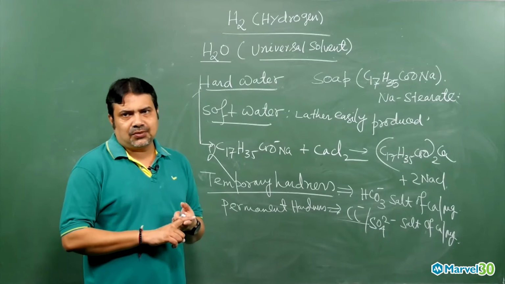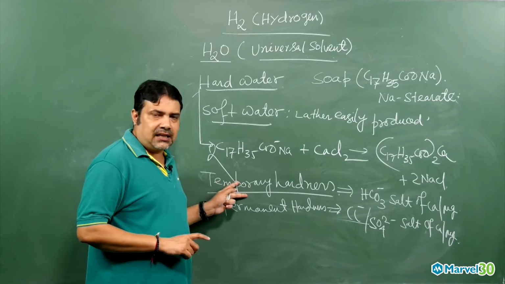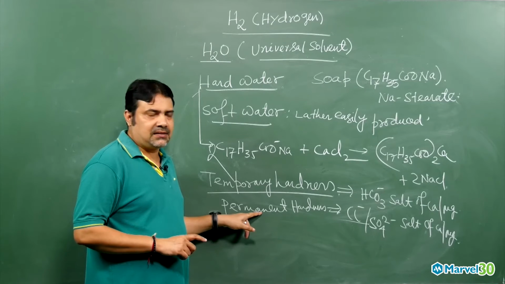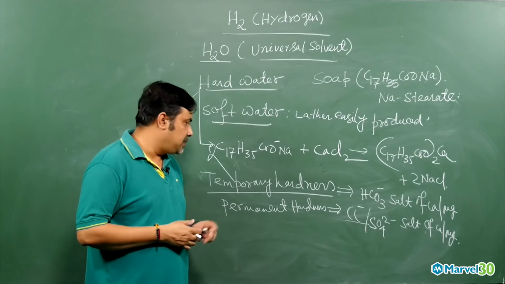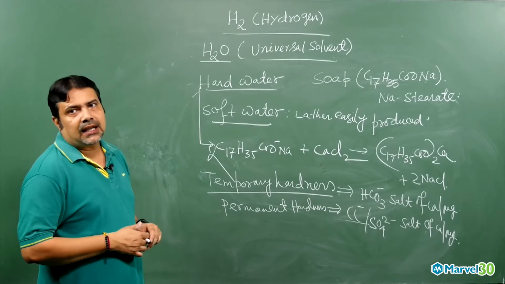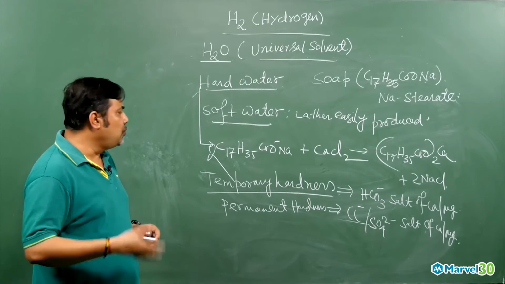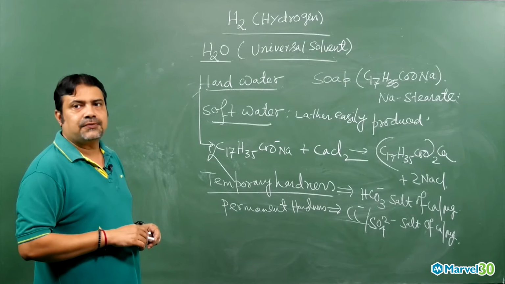First of all, we know how hardness is created. There are two types of hardness: temporary hardness and permanent hardness. Temporary hardness is created by bicarbonate salts of calcium and magnesium. Permanent hardness is created by chloride and sulfate salts of calcium and magnesium. Then, how can we remove temporary hardness and permanent hardness? Let us focus on that.